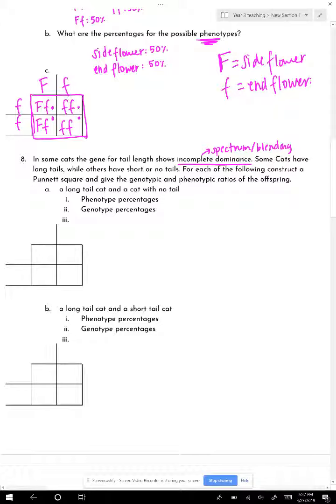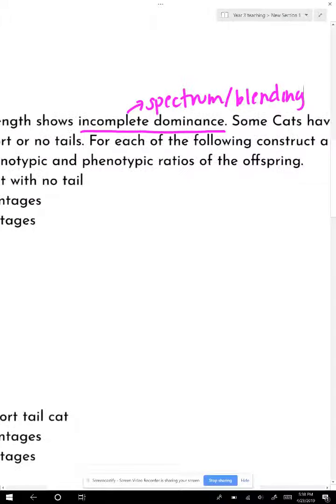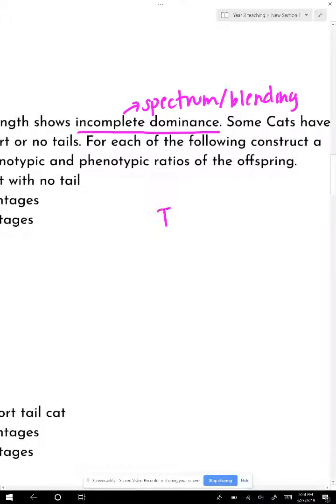For each of the following, construct a Punnett square, give the genotypic and phenotypic ratios of the offspring. Okay, a long tail cat and a short tail cat. So those are the cats that we're blending. But before we start, we got to write out what our key is going to be for our tail length. So since it is incomplete dominance, we're going to show a spectrum. So in incomplete dominance, we're using almost the same type of letters, and we got to determine what each of the letters mean.